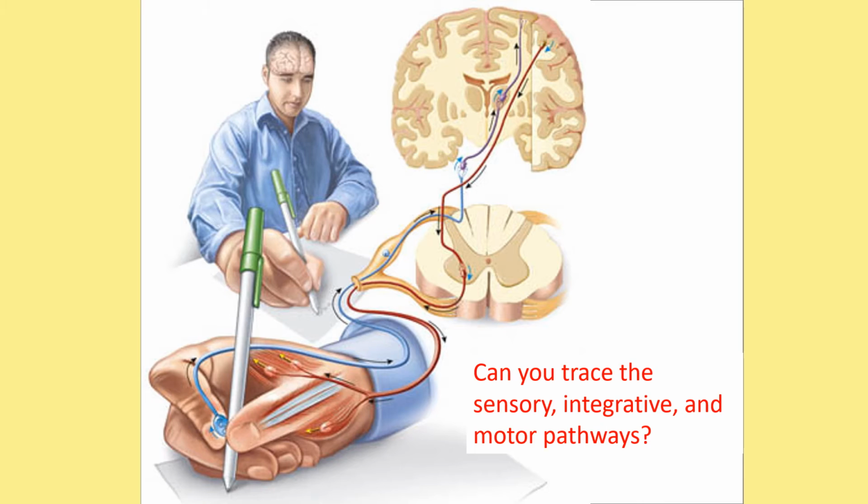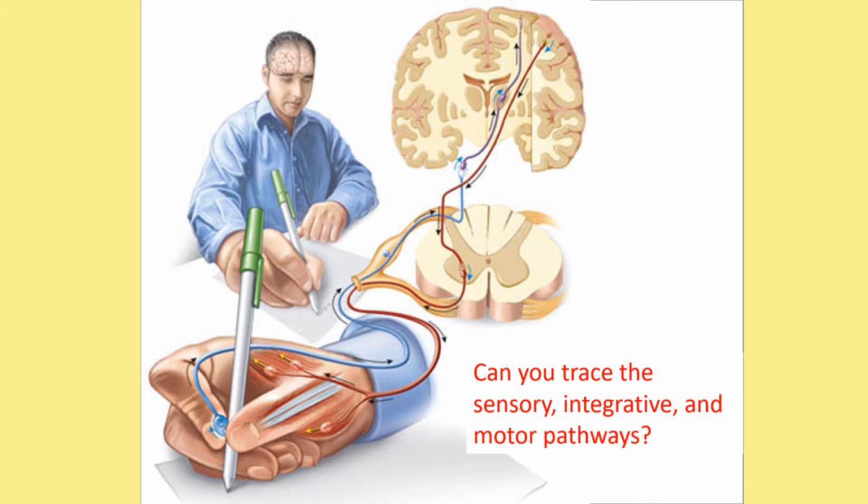We can summarize the sensory, integrative, and motor pathways by looking at this image. I always make up that this gentleman is writing a Dear John letter. Do you know what a Dear John letter is? A Dear John letter is a breakup letter. You write the letter and you leave it on the kitchen table or on the mantle, and it's like, Dear John, I'm leaving you. And then you pack up your stuff and go. So this guy is breaking up with his boyfriend.